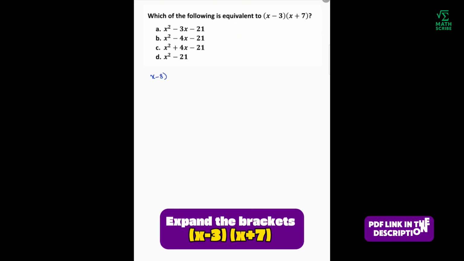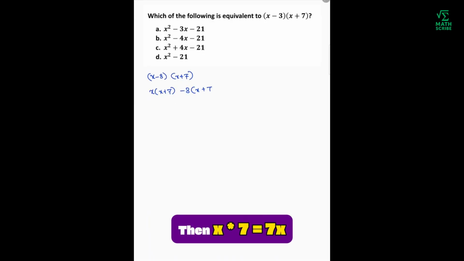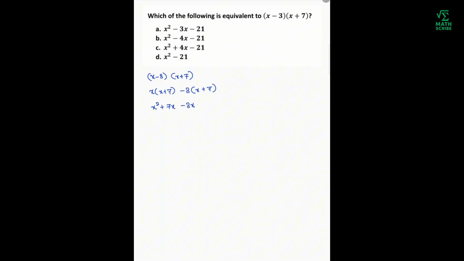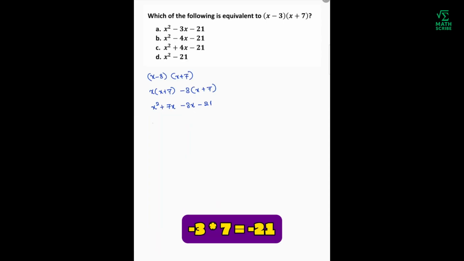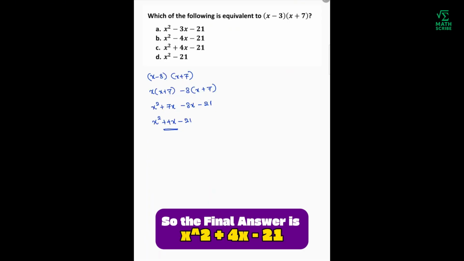Expand the brackets. x minus 3 and x plus 7. First multiply x by x, which equals x squared. Then x multiplied by 7 equals 7x. Now multiply minus 3 by x, which equals minus 3x, and minus 3 multiplied by 7 equals minus 21. Combine like terms. 7x minus 3x equals 4x. So the final answer is x squared plus 4x minus 21.